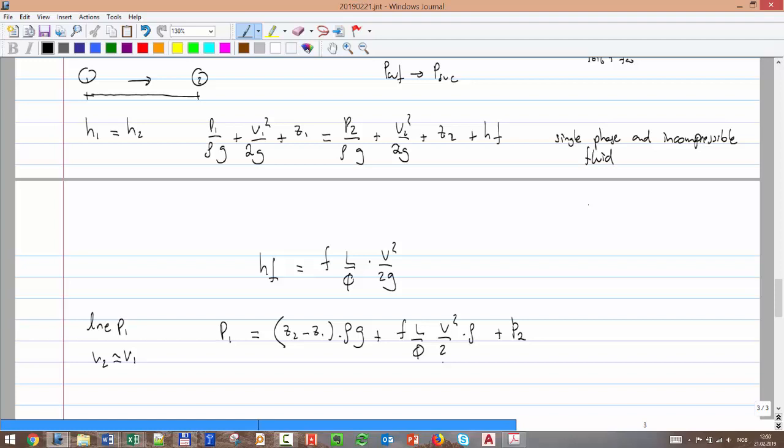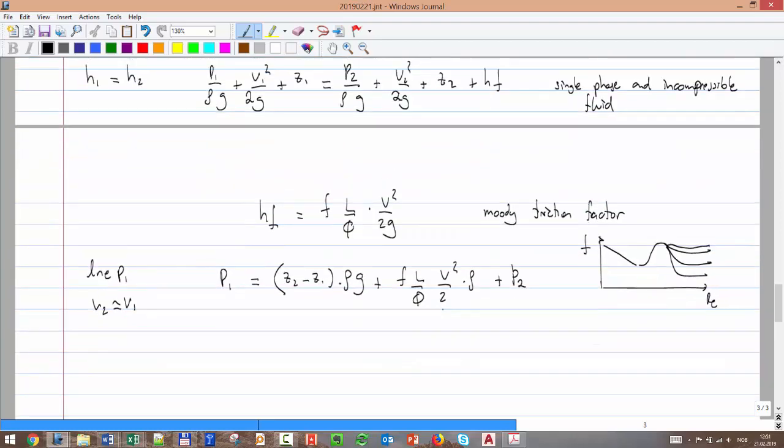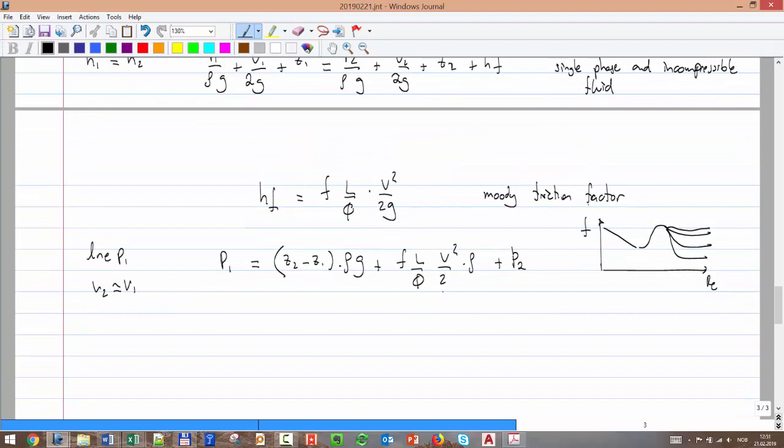Remember, this f is a friction factor, actually the Moody friction factor. Okay, what you get from a chart, where you have the laminar regime, which is a straight line with Reynolds number, or then you have this behavior which depends on the roughness. And be careful, some equations use the Fanning friction factor, and you have to be careful. Okay, L is simply the length of the pipe.